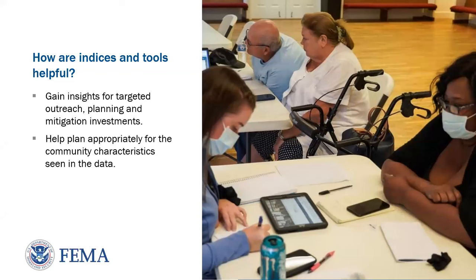All right, so the big question that I want to start with is, how are indices and tools helpful in our day-to-day work? First, there's three things. First, they help with targeting outreach. Indices and tools can provide planners with the data needed to tailor outreach in specific and nuanced ways based on the unique characteristics of the populations in the area that we're working in. Second, they help with planning. Data from these indices and tools can provide helpful insights for planning efforts. And then finally, they help with mitigation investments. Knowing the community's demographics and unique characteristics can help in the siting and planning of mitigation investments too.